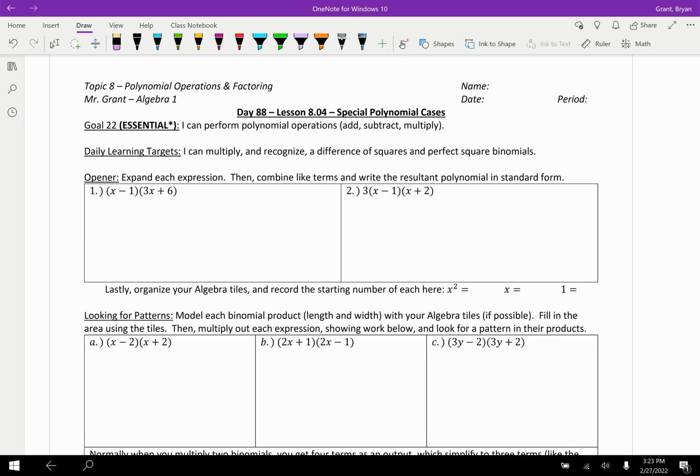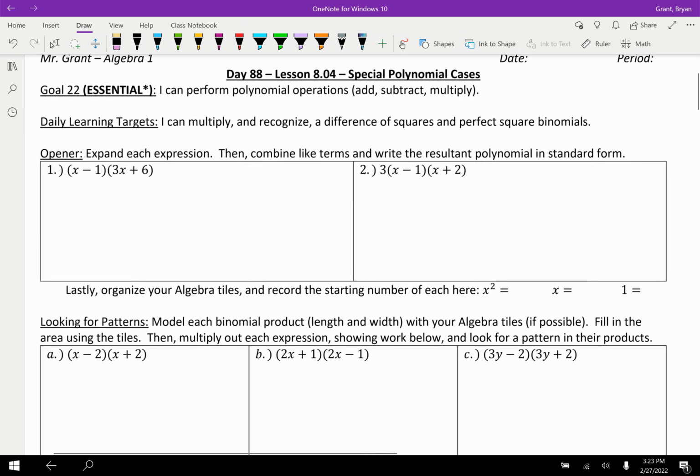So let's go ahead and do a little opener first. Your goal is to multiply both of these out, combine your like terms, and we'll see what we get for an answer. Ready, set, go.